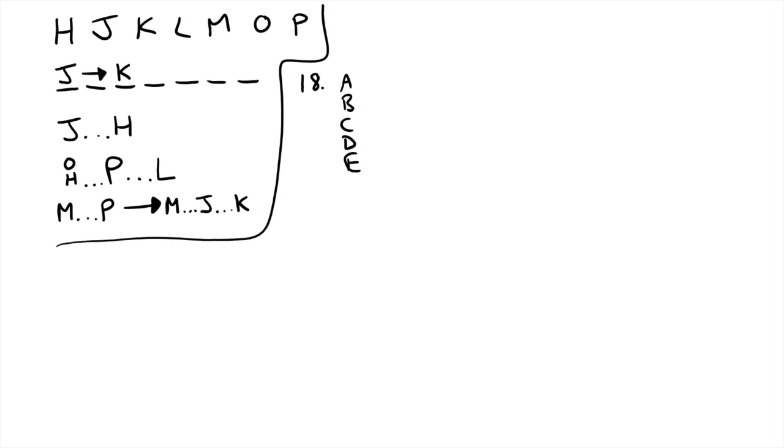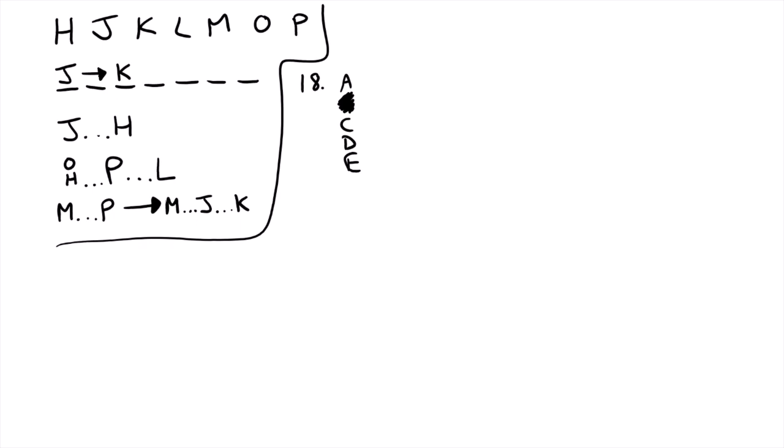J has to be before H. So let's see. A, J is before H, right? J is first. B, J is not before H. If you look at B, J is after H, so B obviously breaks that rule. C, I see that J is before H. D, J is before H. And E, J is also before H. So we're done with that rule. Let's move on to the next rule.